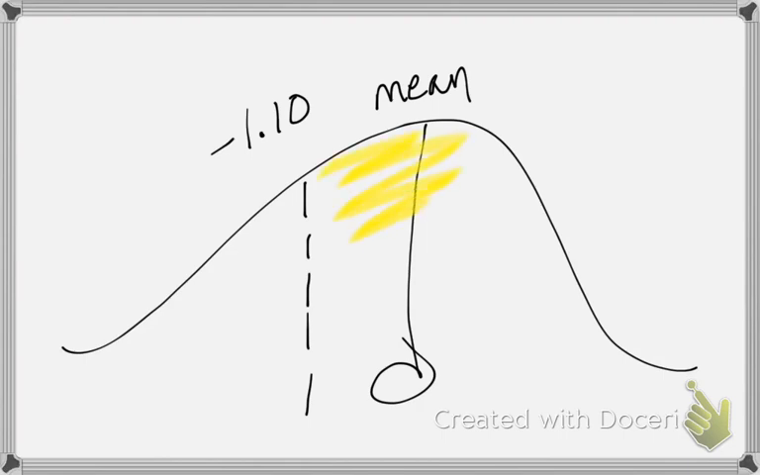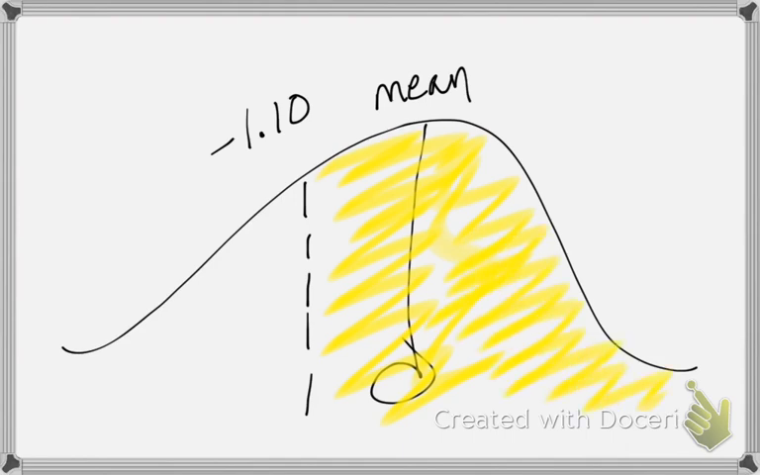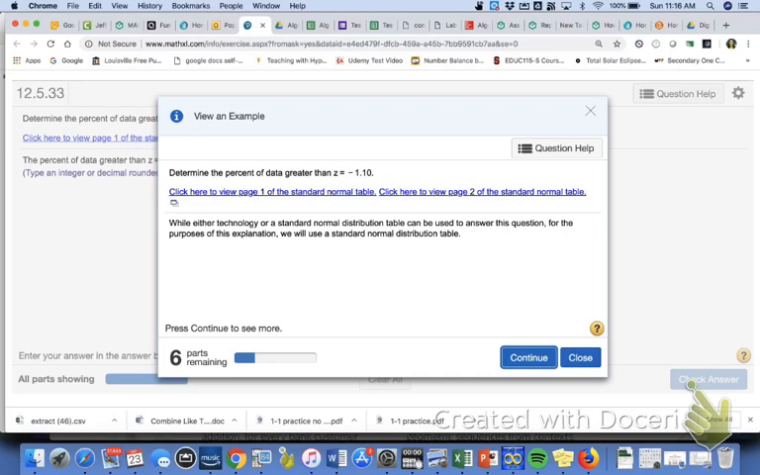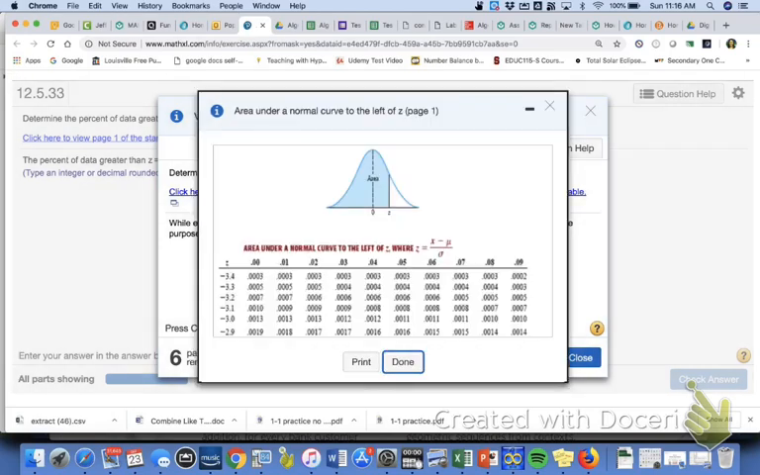So what percent of the scores were all this side of the curve to the right, because that's where the bigger numbers are, bigger than negative 1.10. So we need to use the table that is given to us to figure that out. And because it's a negative z-score, we're going to click on table 1 because that's where the negative scores are.